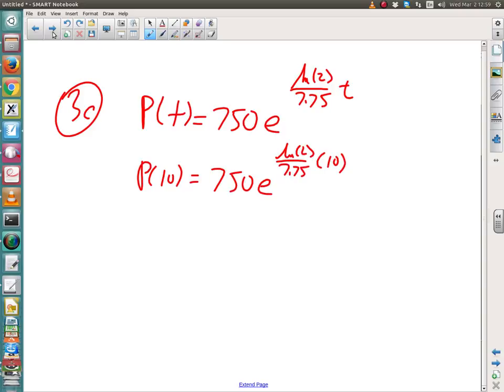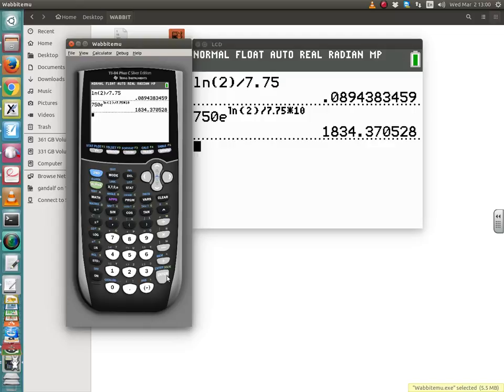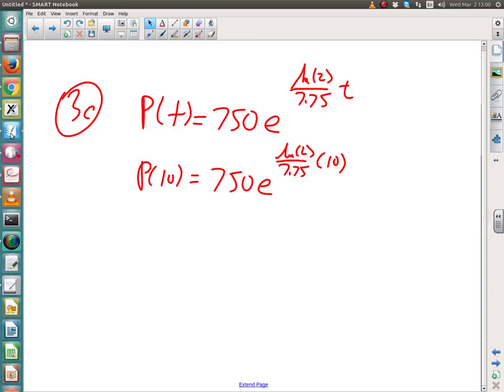So type that in your calculator. Okay, let's do it. All right, so it's going to be 750 times e to the ln of 2 divided by 7.75 times t. There you go. So you get more than $1,500. $1,834.37. Let's round it off to the nearest cent. $1,834.37. Don't forget units. Dollars.